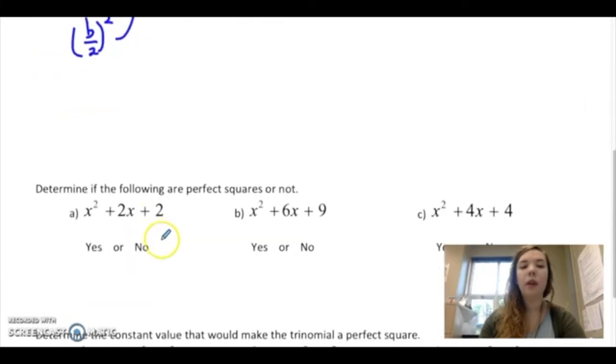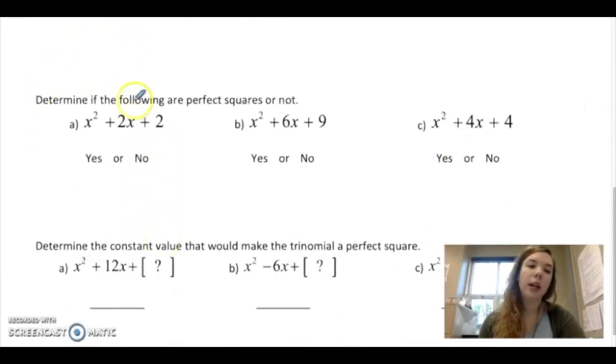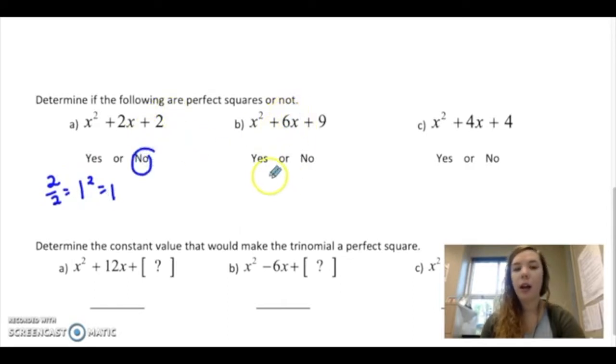So determine if the following are perfect squares or not. 2 is my b term. 2 divided by 2 is 1. 1 squared is 1, which is not 2. So this is a no. Here I have 6. 6 divided by 2 is 3. 3 squared is 9. Okay, so that matches. That's yes. Here, 4 divided by 2 is 2. 2 squared is 4. Okay, that matches, so this is a yes.